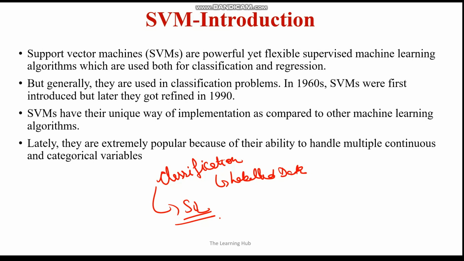SVM has a unique way of implementation as compared to other machine learning algorithms because it works on decision boundaries. It has a decision boundary which separates the data into different classes. So it creates the best line or decision boundary that can segregate n-dimensional space into classes so that we can easily put the data point in the correct category in the future.